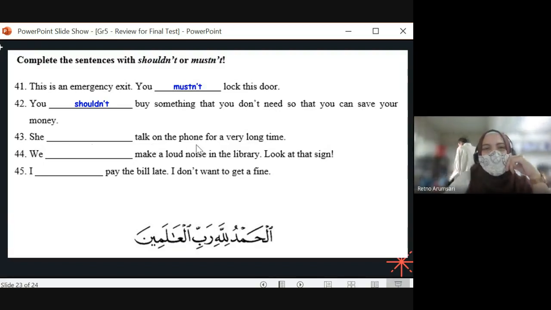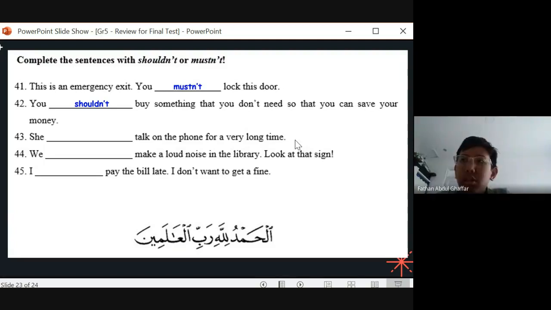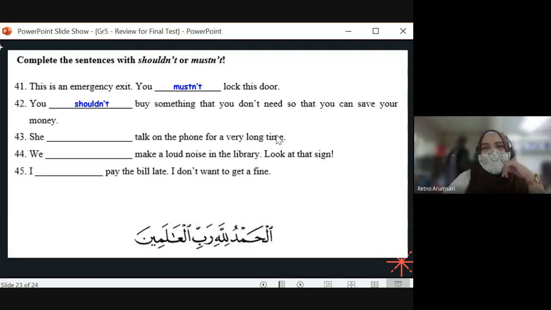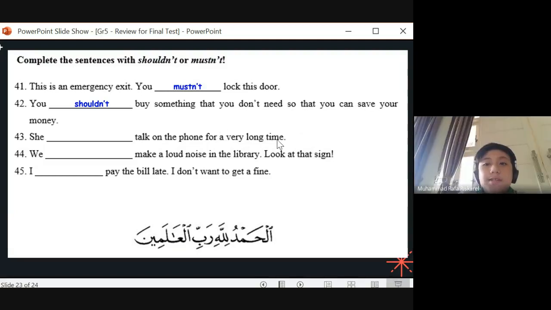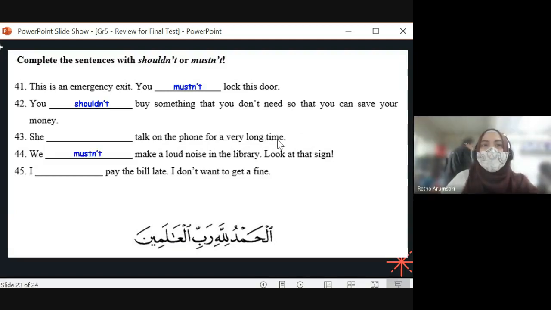All right, number 43. She blah blah blah talk on the phone for a very long time. Shouldn't. Yes. Is it okay to talk on the phone for a very long time? Yes, but it's not a good idea. It's not a good idea to talk on the phone for a very long time. Shouldn't.